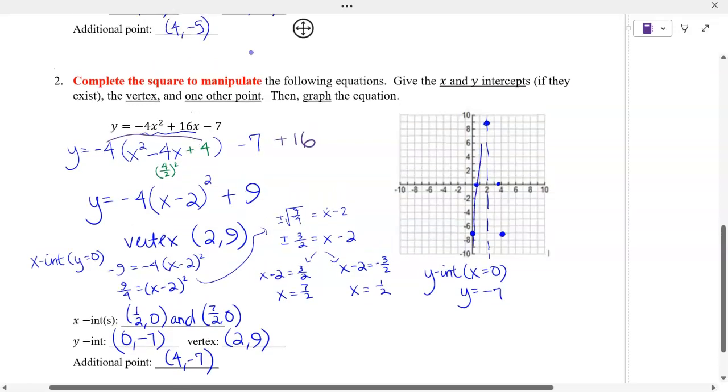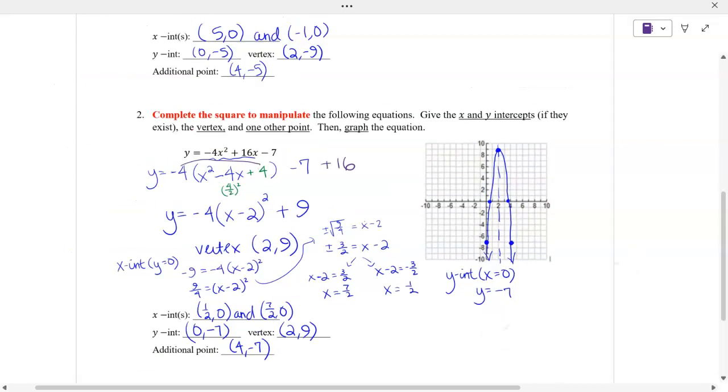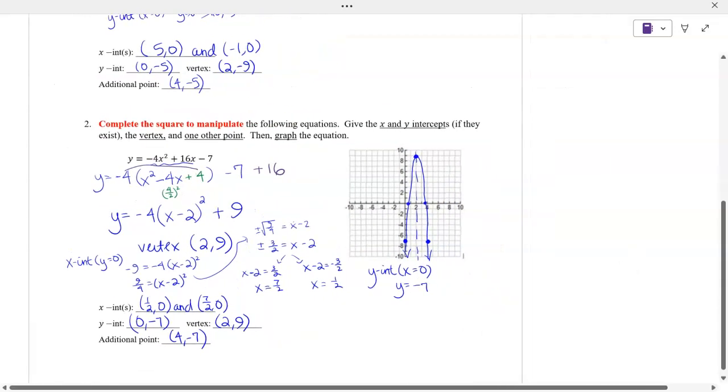Again, I'm going to use that U shape. It's not going to be pointy like a V. That should be a U shape to show that that's a parabola. And we've got all of the key information here.